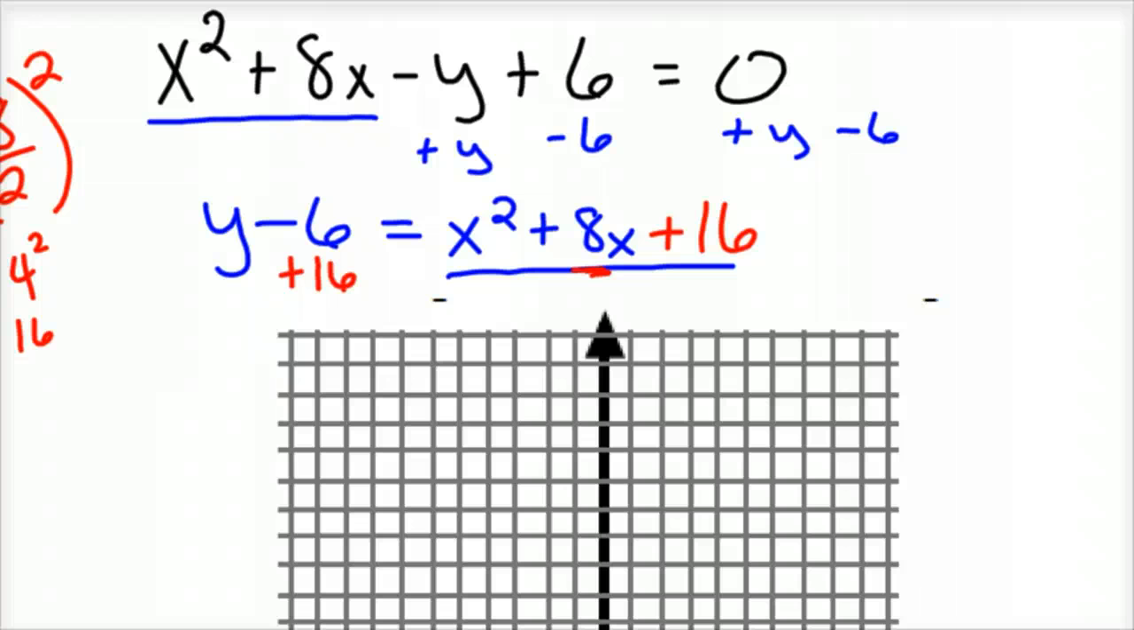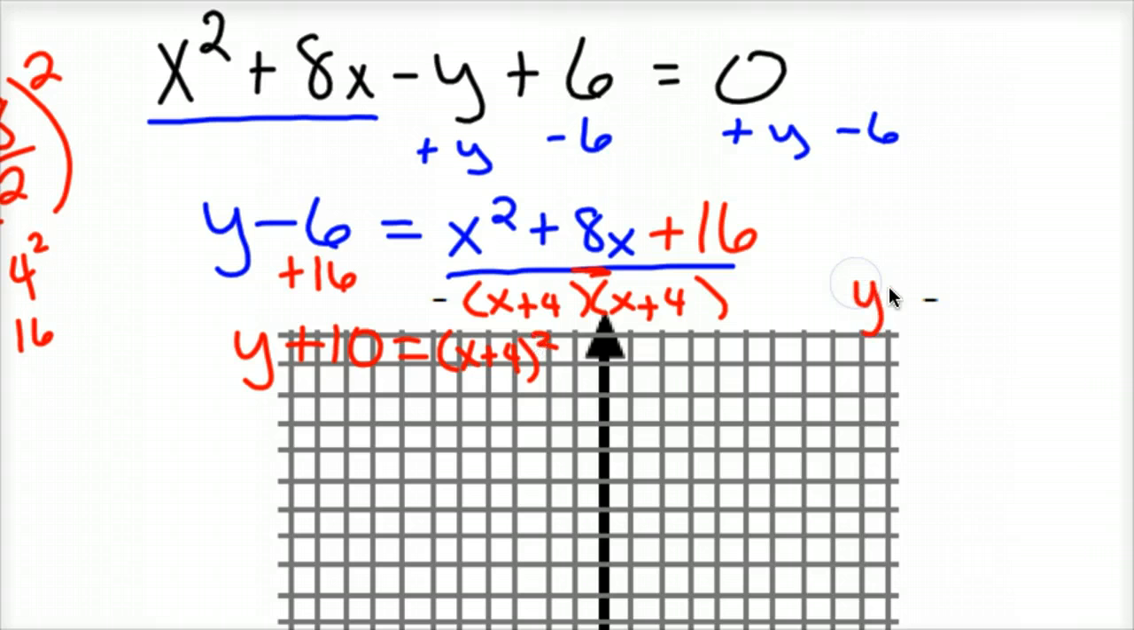And so my equation now becomes y plus 10 equals, and then this factors. It factors to x and x, plus plus is a plus plus, and 4 is what 16 breaks into. You can check that, and indeed it does work. So you'd have x plus 4 squared. Then the final step is to move the 10 over, and you've got it. So y equals x plus 4 squared minus 10. So I know my vertex is negative 4, negative 10.